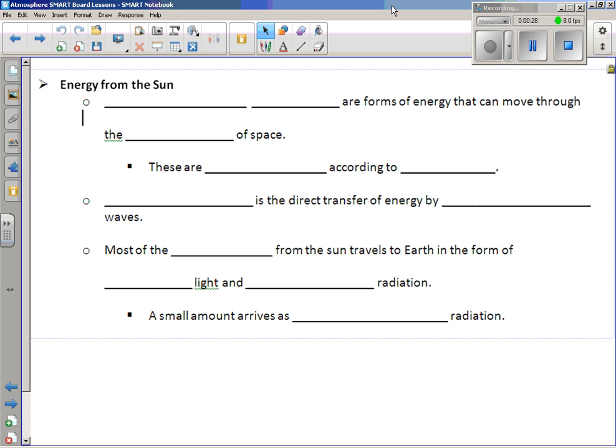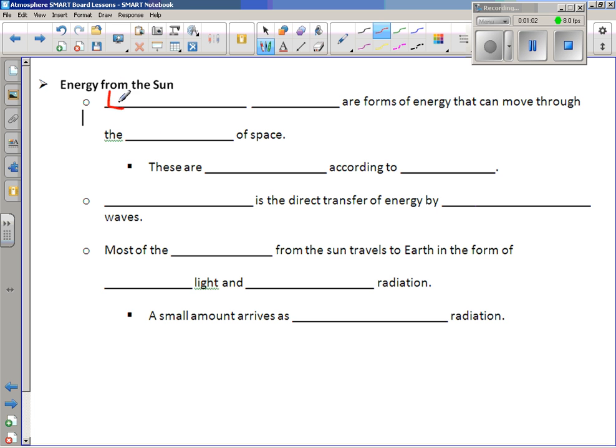If you would open your books to page 36, that's page 36 in your red weather book, then we can get started talking about energy from the sun. So open your books to page 36. Okay, so let's go ahead and get started. Now, electromagnetic waves are forms of energy that can move through the vacuum of space.